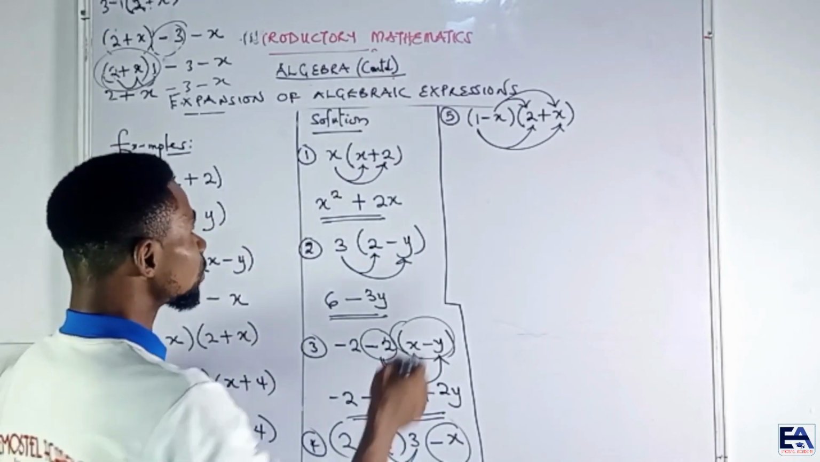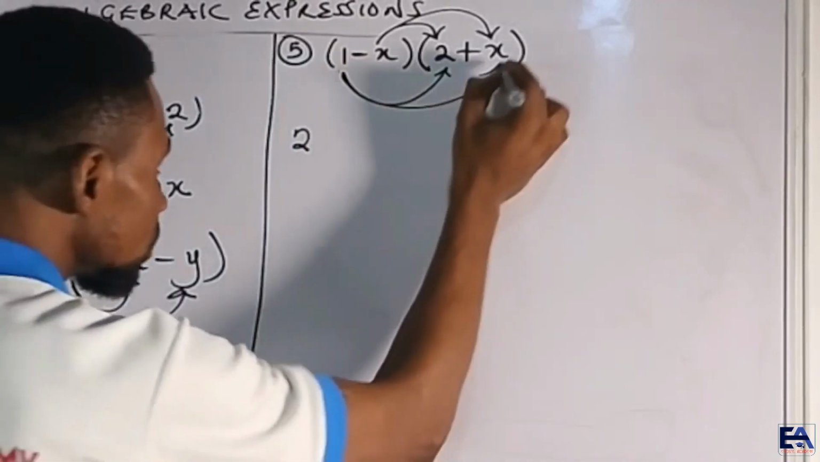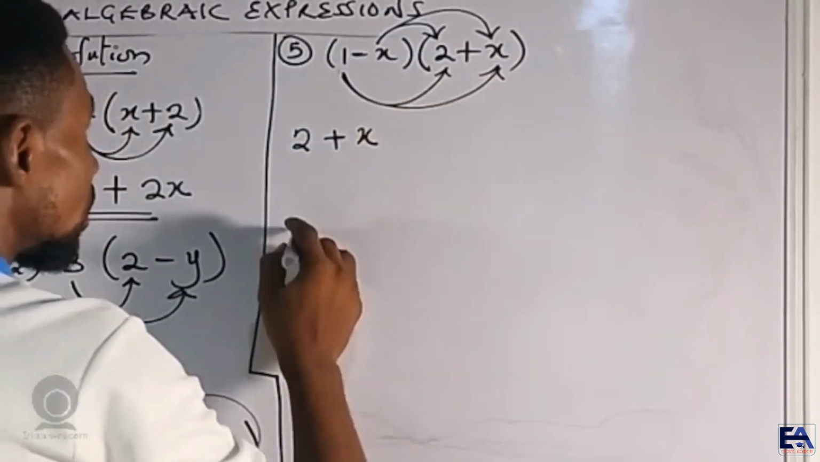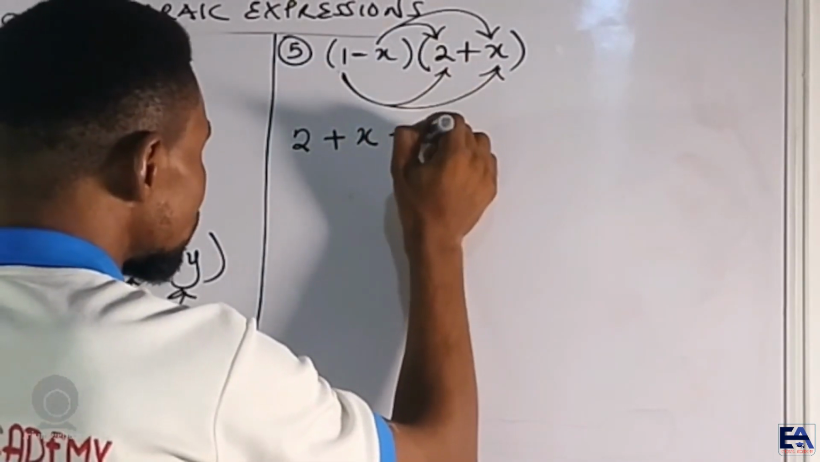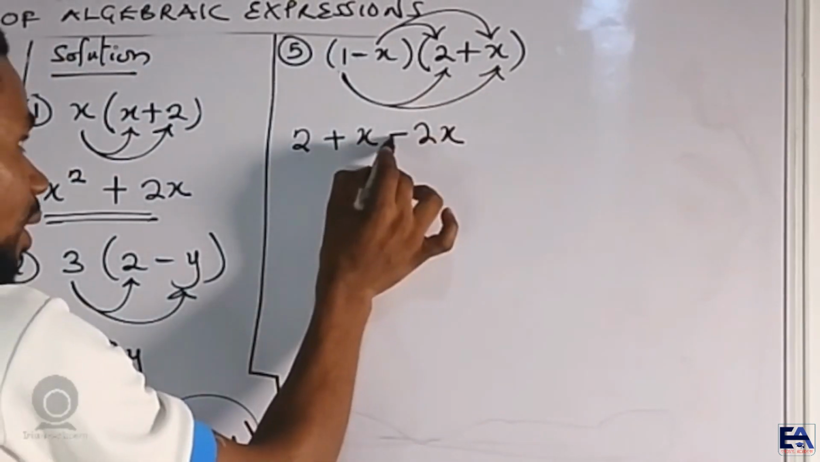So let's see how it goes. 1 times 2 will give you 2. The same 1 times plus x will give you plus x. Okay, now minus x times 2 gives you minus 2x. Minus x times 2 is like minus times plus is minus.